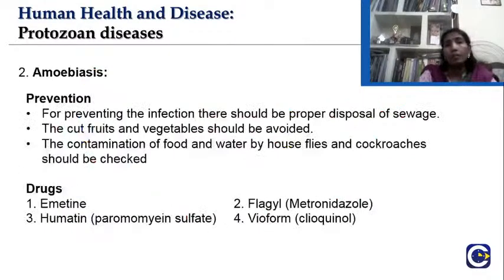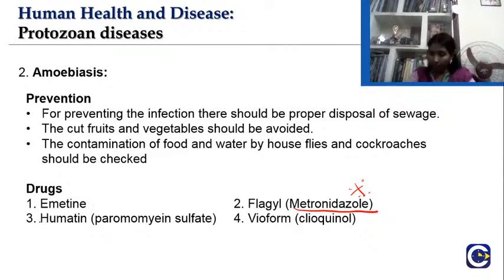Okay. So how do we prevent it? Proper personal hygiene is important, and avoid intake of contaminated food, water and all that. And control of vectors, particularly house flies and cockroaches and all that. For the drug of choice, we give metronidazole. This is an important drug, apart from emetine, humatin and vimifoam. The best drug of choice is Flagyl, which we call metronidazole. So this is what we treat amebiasis with.